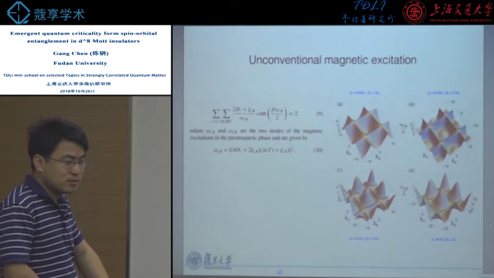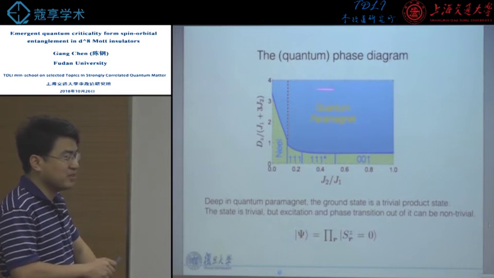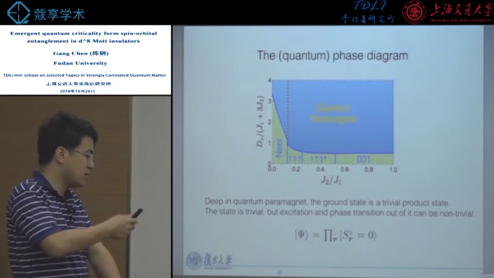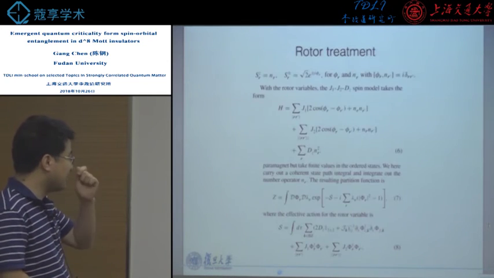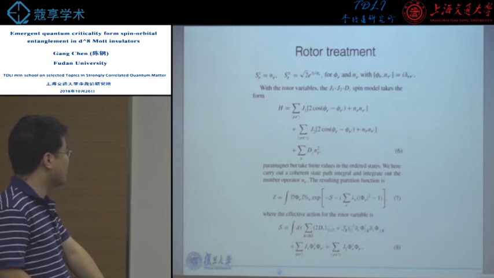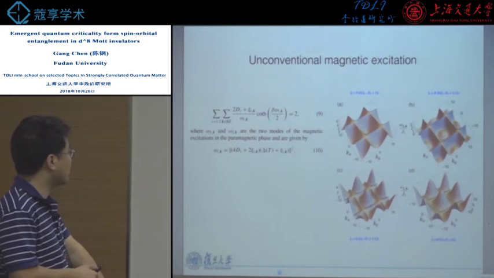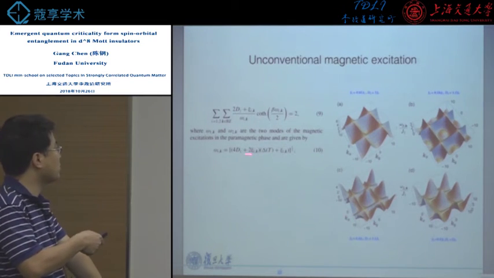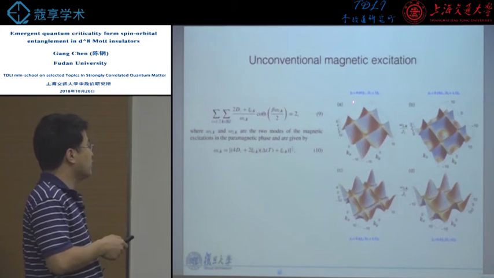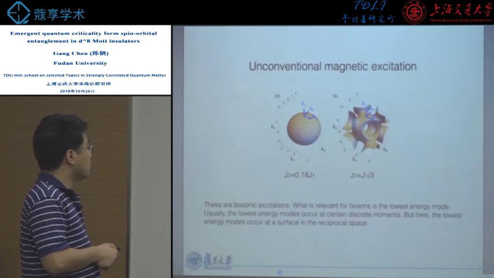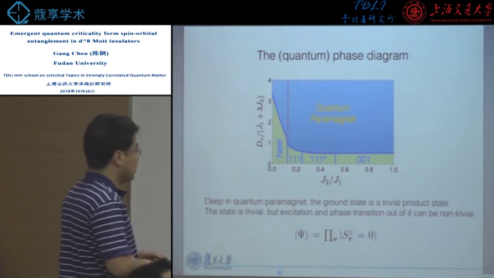This is the mean field treatment. This is a different kind of mean field treatment; different mean fields are designed for different physics. So we map into rotors and look at the instability of these rotors, using coherent state path integrals, to work out the excitation spectrum of the system. We can do this for different ratios of J2 over J1 in this quantum paramagnetic phase, and you can obtain the excitations.